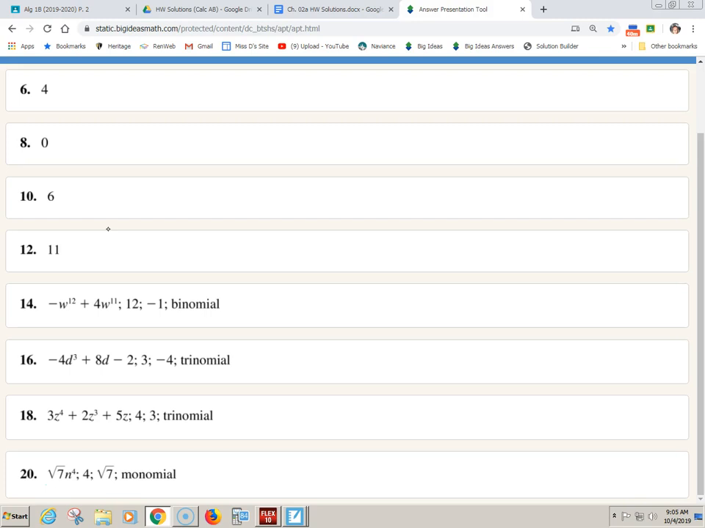I think the next one was talking about the degree, the strongest guy's power, then the leading coefficient, the number of that very first place, and then how many terms, binomial. Let's see if those answers make a little more sense now. There were some weird numbers that showed up, like the square root of 7. That's all right. No homework.